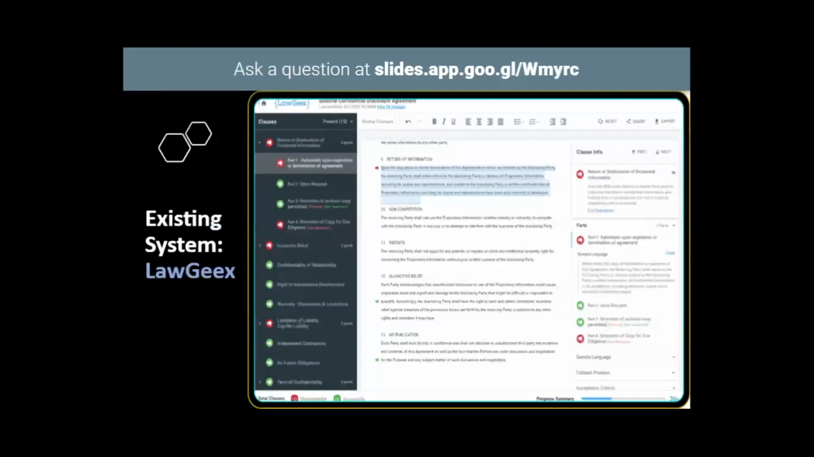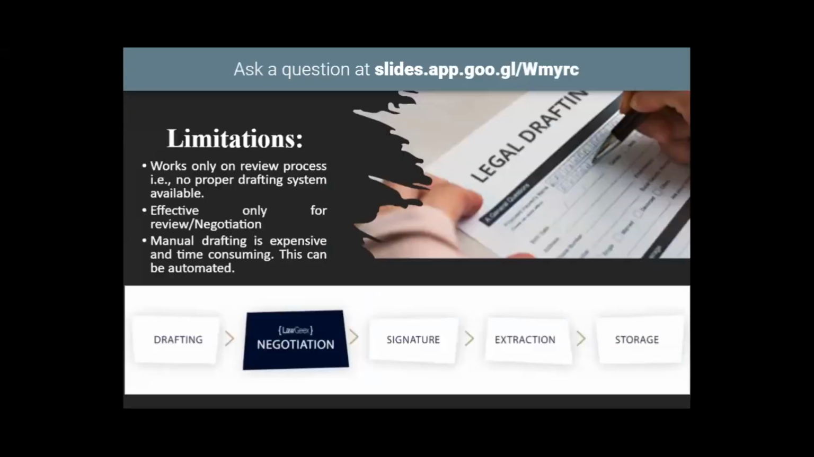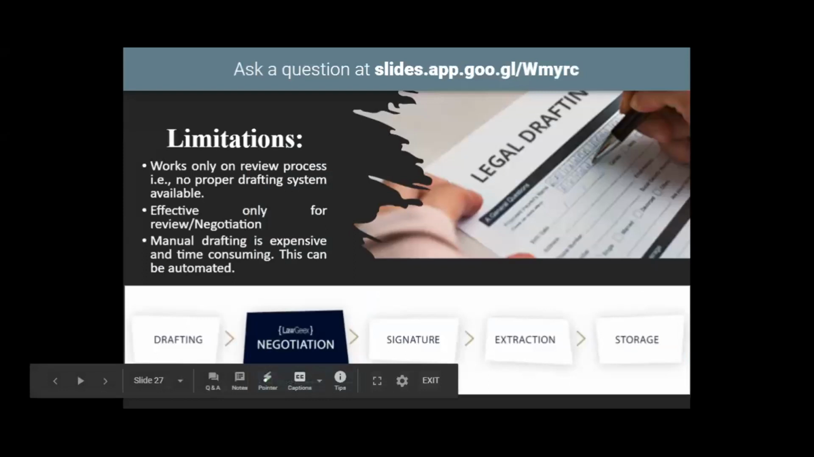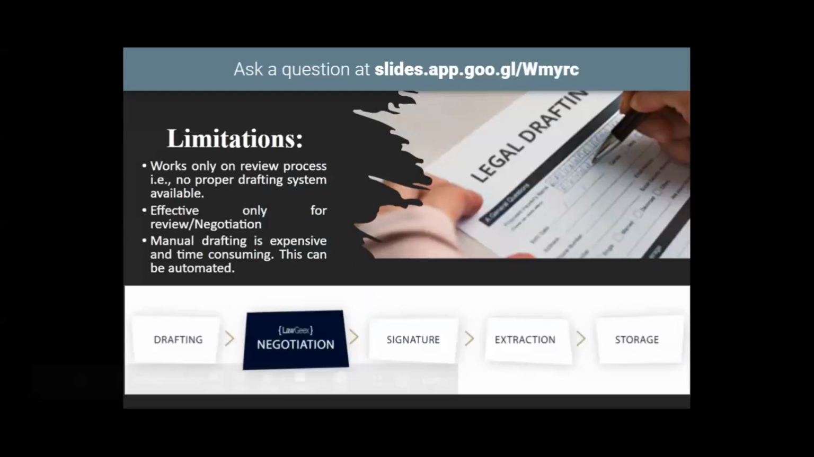Okay, so now for contract review we have existing systems such as Logik. It is a contract review automation platform that allows a user to review their contracts. We can see the UI here. Now for the limitations of the existing system: although it helps as a review system, it is only effective for the negotiation part. For drafting, we need manual drafting, which is expensive and time consuming.